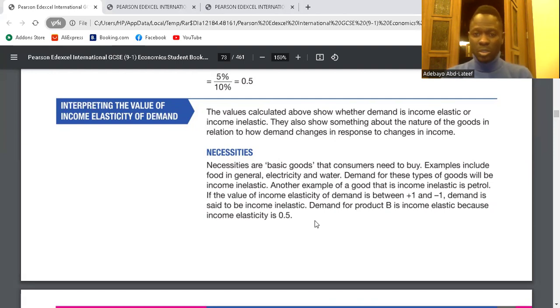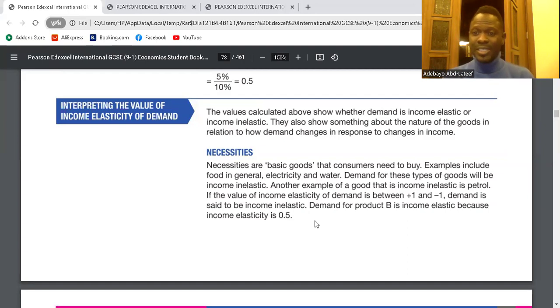Necessities. Necessities are basic goods that consumers need to buy. Examples include food, electricity, and water. Demand for these types of goods will be income inelastic. Look at what they said. Basic: food, clothing, shelter, water, electricity. Whatever happens to our level of income, the demand for these things will not change. We need them. Our life depends on them. Our living depends on them. So your income increases, your income doesn't increase, you still have to spend on these things. So the demand for these products is income inelastic. Is it clear? Yes. All right.